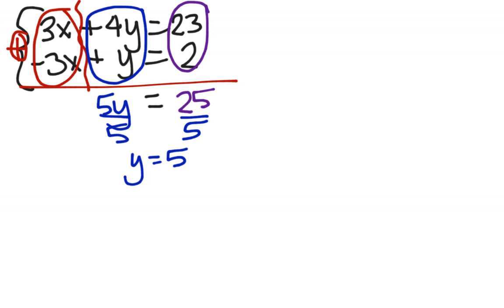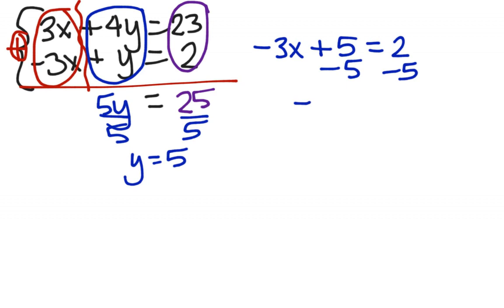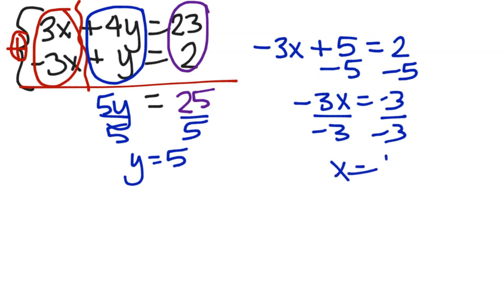Then I need to find x. It does not matter which original equation I substitute into. Again, we use the original because usually they have smaller numbers. So I have negative 3x plus y, which is now 5, is equal to 2. Subtract 5 from each side. Negative 3x equals negative 3. Divide both sides by negative 3, and x is equal to 1. Once again, we're going to write our answer in alphabetical order. So x comes first, y second, 1, 5.